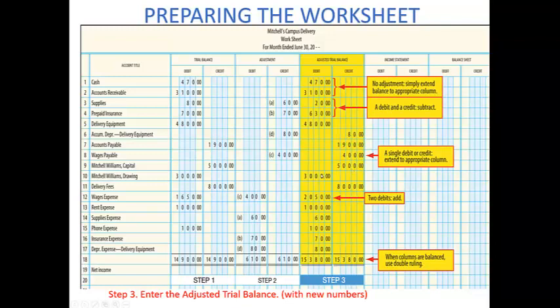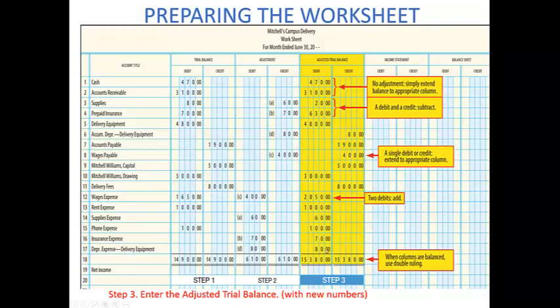No change in capital, drawing, or delivery fees, but pay attention to wages expense. In this one, we have a debit and a debit adjustment. A debit and a debit, they're alike, so we're going to add those two to get the 2050 debit balance. Rent did not change. Supplies had no balance. We gave it a debit of 60, brought that over on the adjusted trial balance to the debit side. The phone expense did not change. We entered a debit of 70 on the insurance expense and brought that over, and then a debit of 80 to depreciation expense and brought that over.